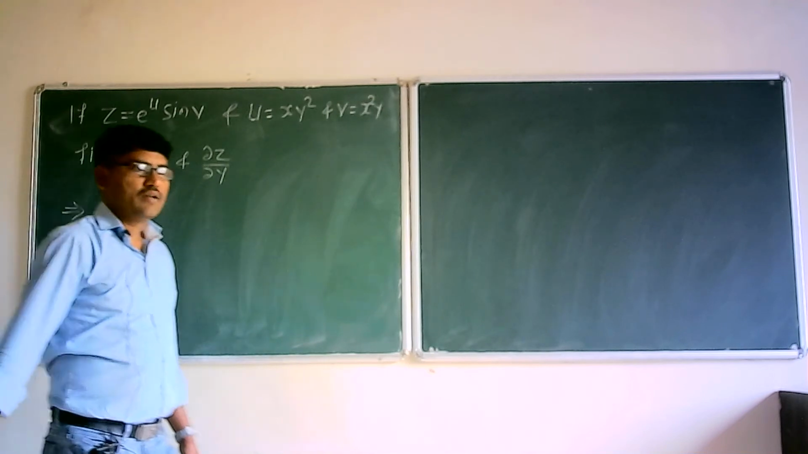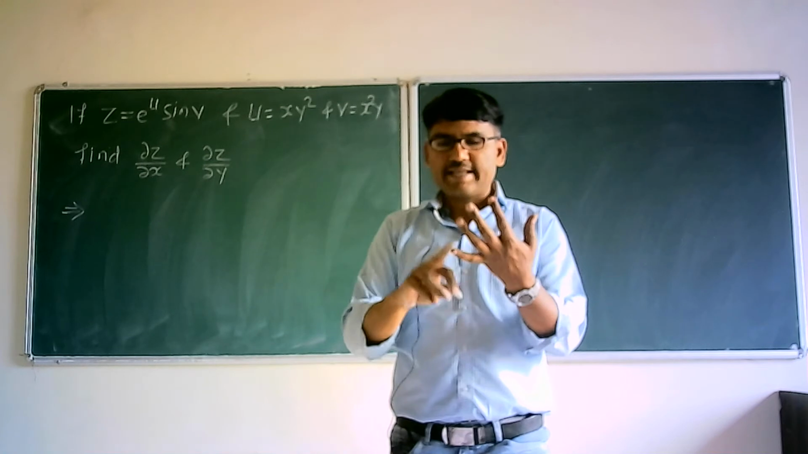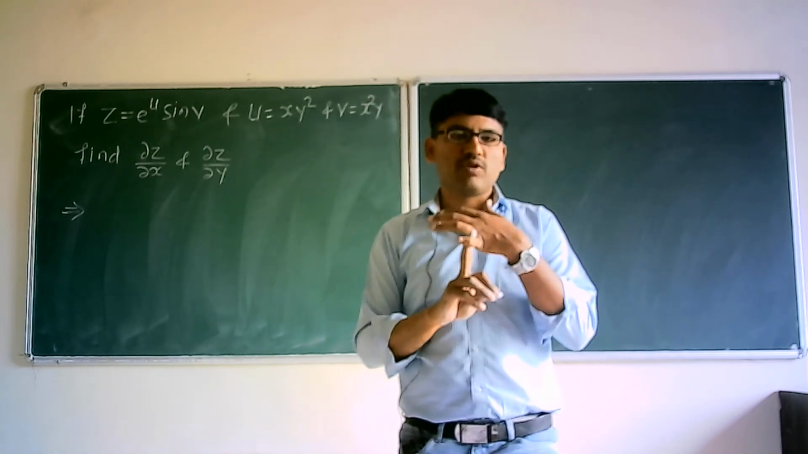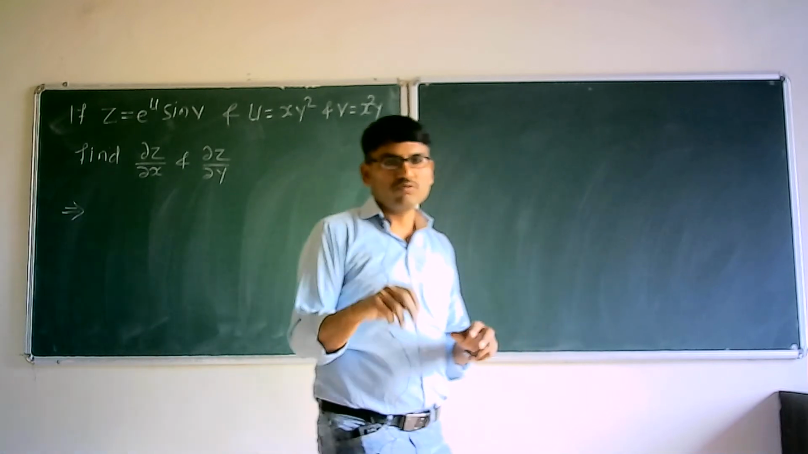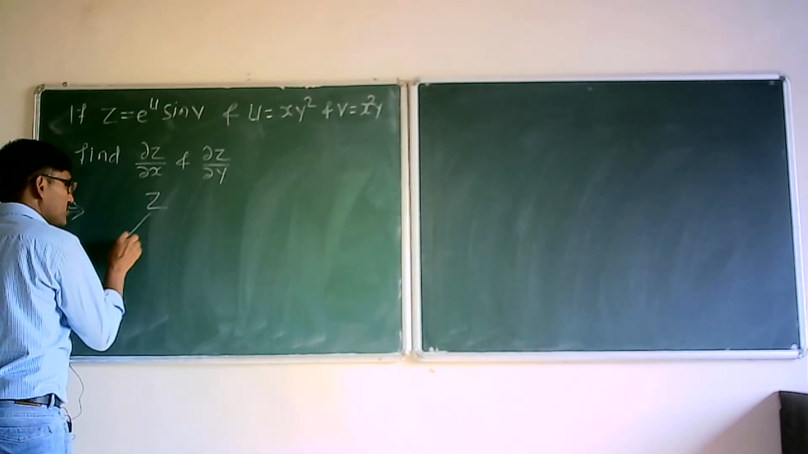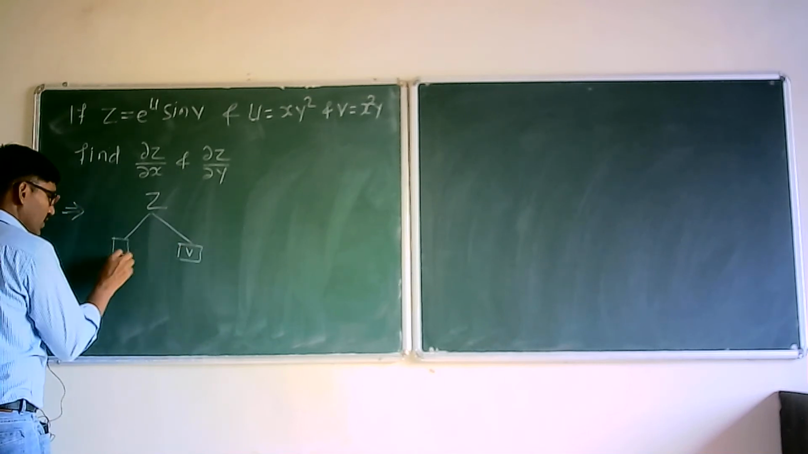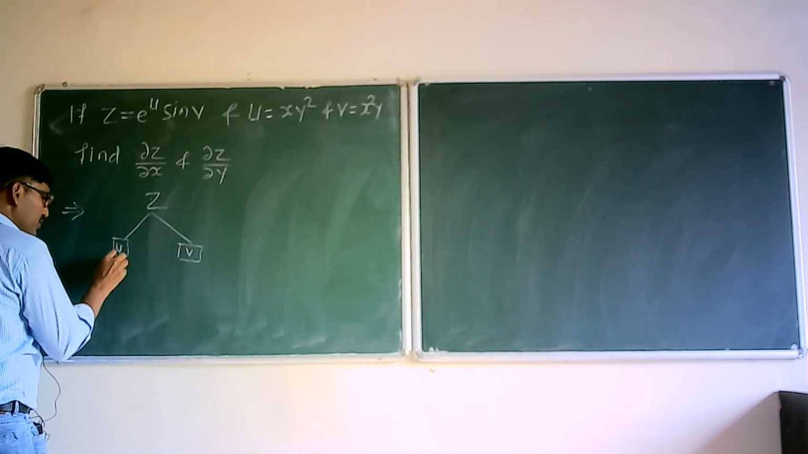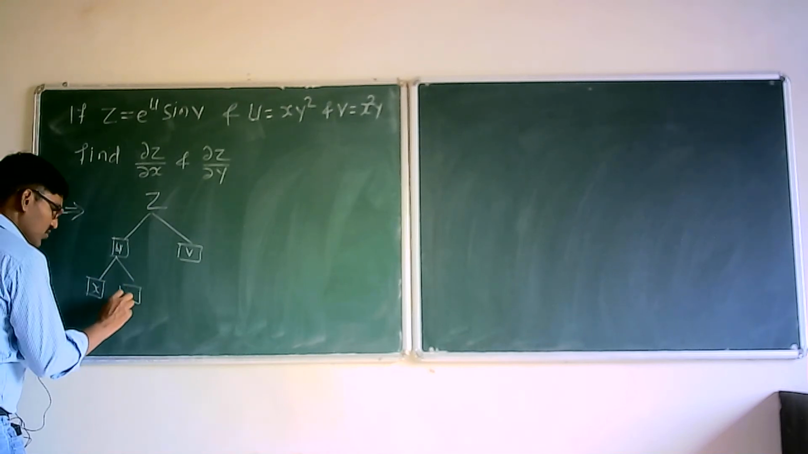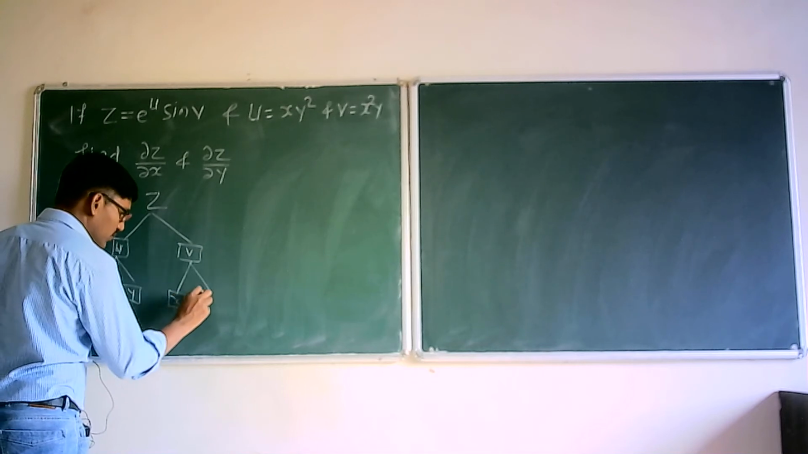So in this example, first you have to decide whether this example can be solved by using chain rule number 1 or chain rule number 2. For that, you have to draw this diagram. What is given? Z is a function of u and v, and u and v are a function of x and y. So here we are going to apply chain rule number 2.